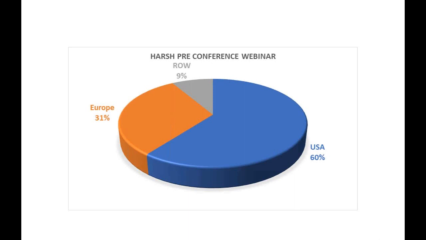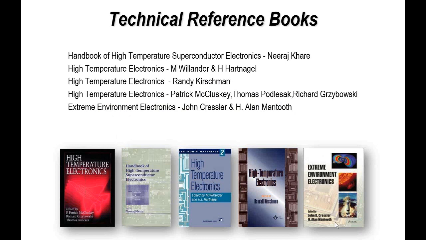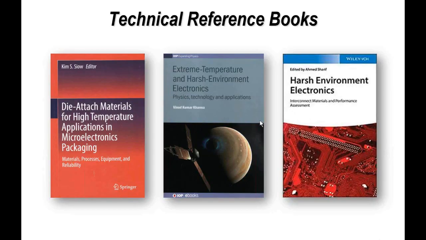But while you're still thinking about that, just as a couple of examples, if you want books on extreme environments or high temperature electronics, these are 5 titles that I'm aware of from when I first started looking at these technologies. So these are all available. There are 3 more that have recently become available, one particularly on extreme environments. And there's a lot covered in there on space applications, but also on die attach materials.